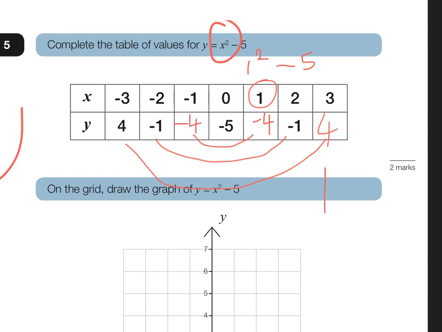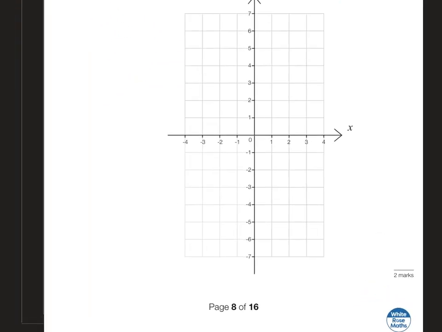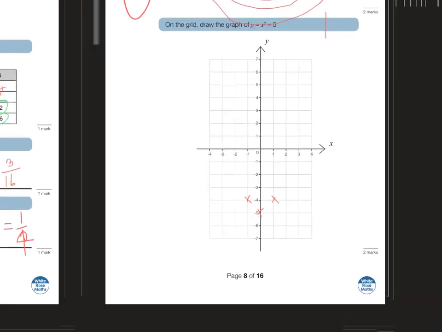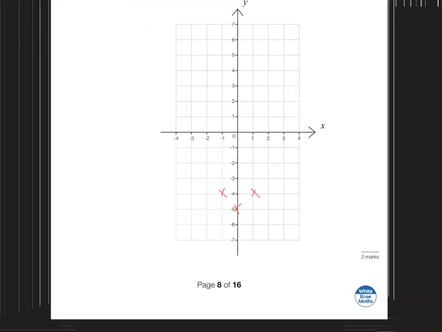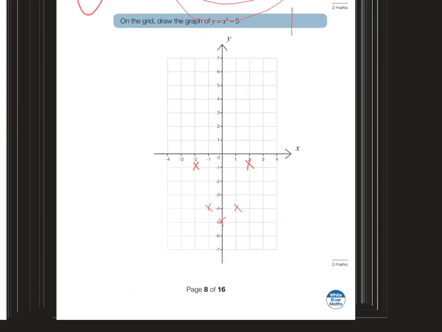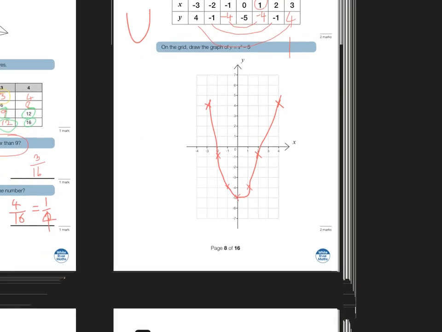And now I will plot my points. 0, -5, got -4 on both sides, then -1 on both sides, and then I think 4, 4 on both sides. And then you'll have a beautiful parabola. Now, because it's a parabola, please don't join it with straight lines. We should have a beautiful curve that's hopefully slightly better than that horrific curve I've just done.